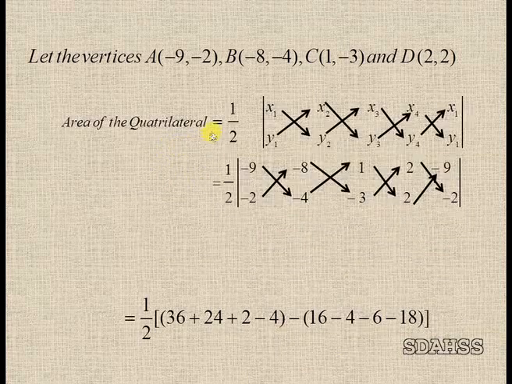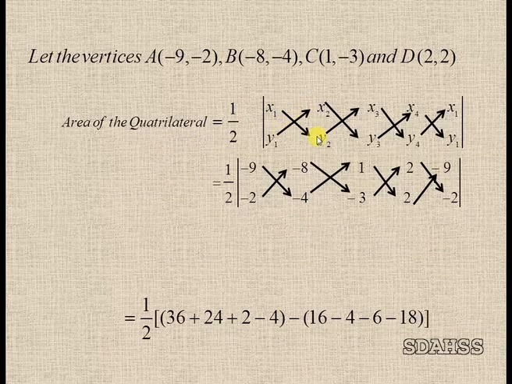Area of a quadrilateral is half into the determinant x1 y1, x2 y2, x3 y3, x4 y4, x1 y1. First vertex is x1 y1, then x2 y2, x3 y3, x4 y4. Just substitute the values in the formula. So half into (-9, -2), (-8, -4), (1, -3), (2, 2), (-9, -2).